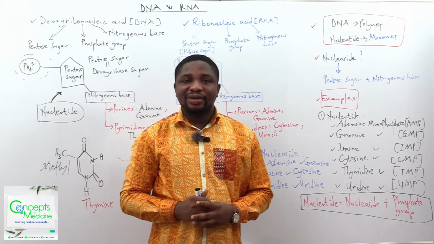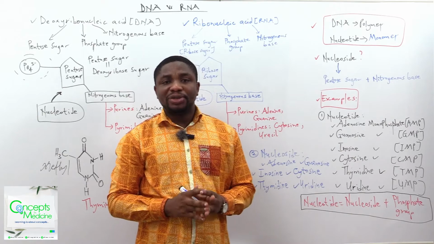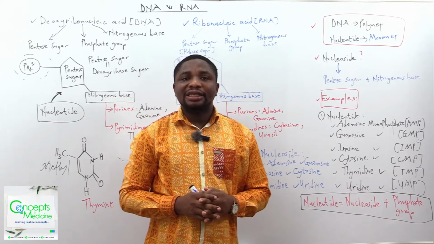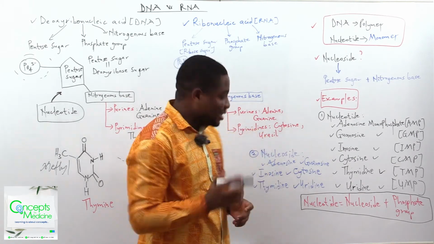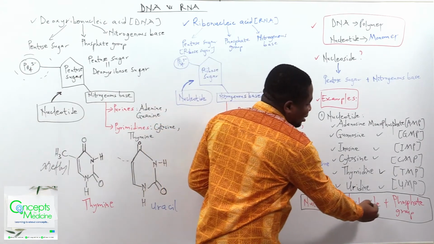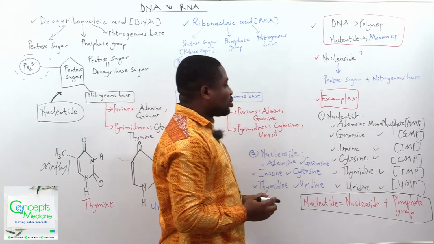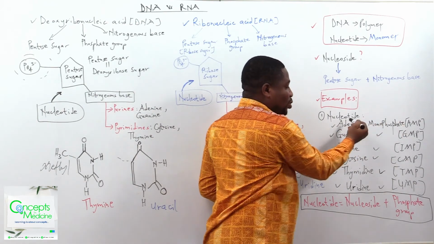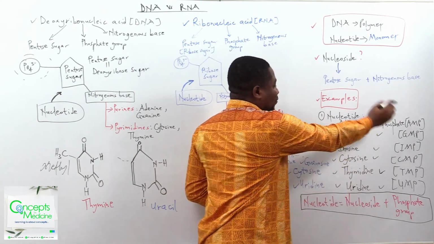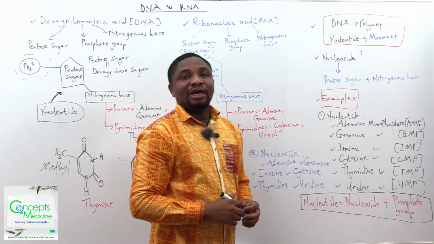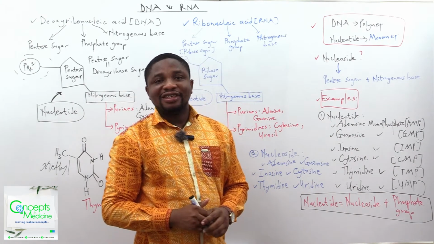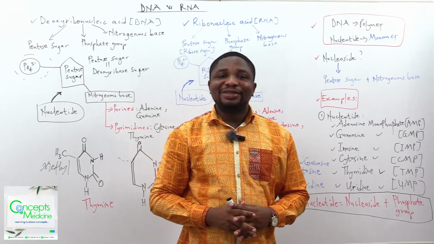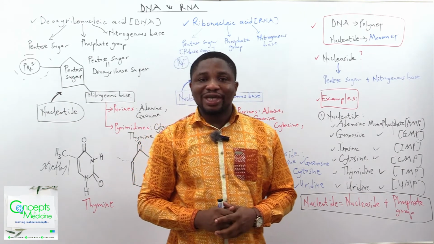Then finally, what is the relationship between the nucleotide and the nucleoside. So nucleotide simply is a nucleoside plus the phosphate group. That is why we are having a nucleoside as adenosine, then we are having monophosphate. So a nucleoside with a phosphate group would give you a nucleotide. I believe we have learned something extremely interesting today.